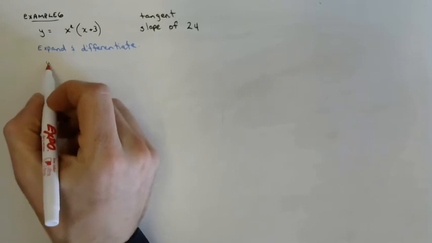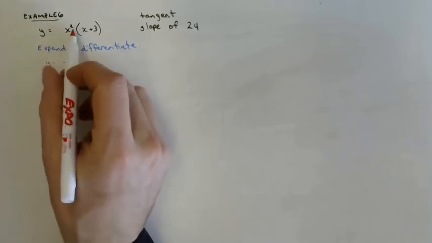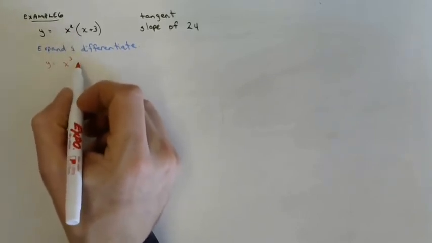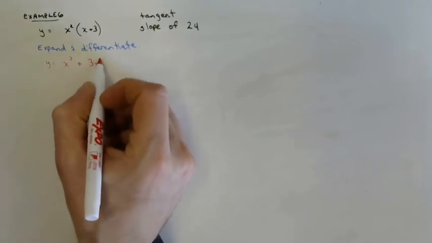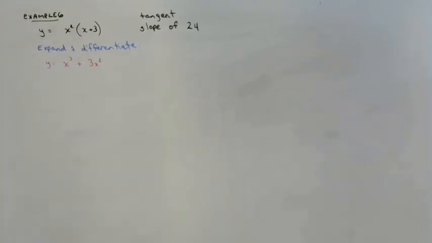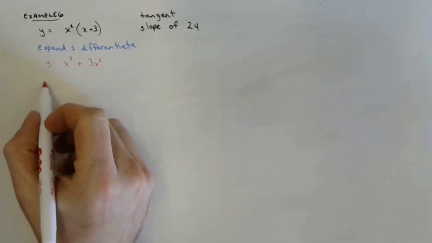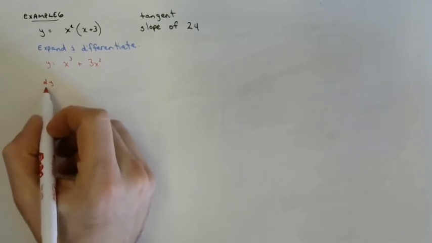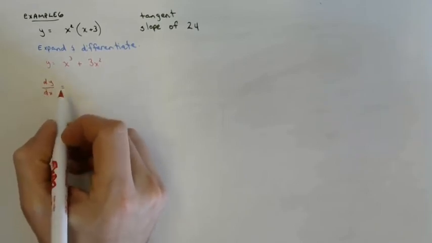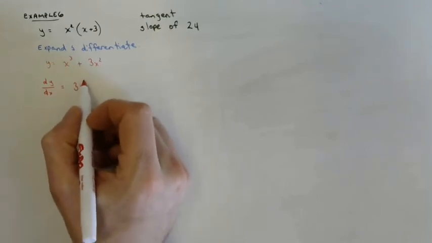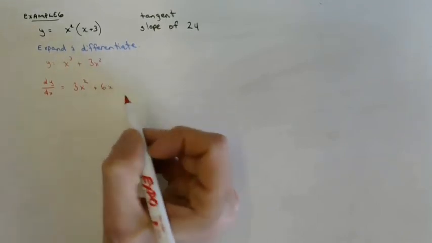Okay, so y is x squared times x, which is x cubed. X squared times 3 is 3x squared. Now I can differentiate, take y prime, or dy by dx. It's going to leave me with the derivative of 3x squared plus 6x.